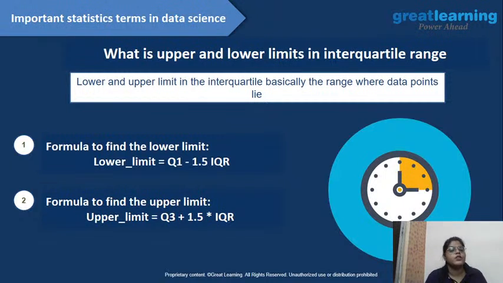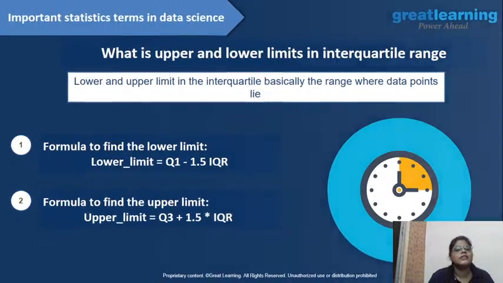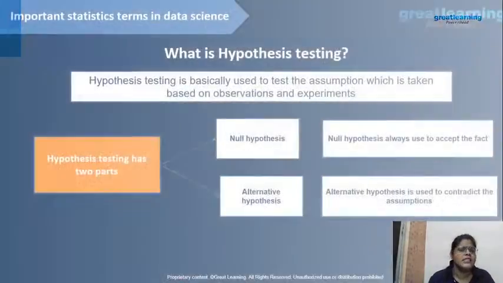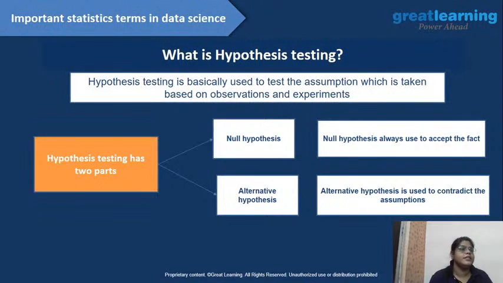So the formula to find the lower limit is quartile 1 minus 1.5 times the IQR, that is the interquartile range. And to find the upper limit, we use quartile 3, the third quartile, plus 1.5 times the interquartile range, right? So this is pretty much about the interquartile range, and we have talked about the outlier. Any doubt so far, guys? Whatever we have completed so far, then we will talk about hypothesis testing and we will go for our demo part. Any doubt so far?